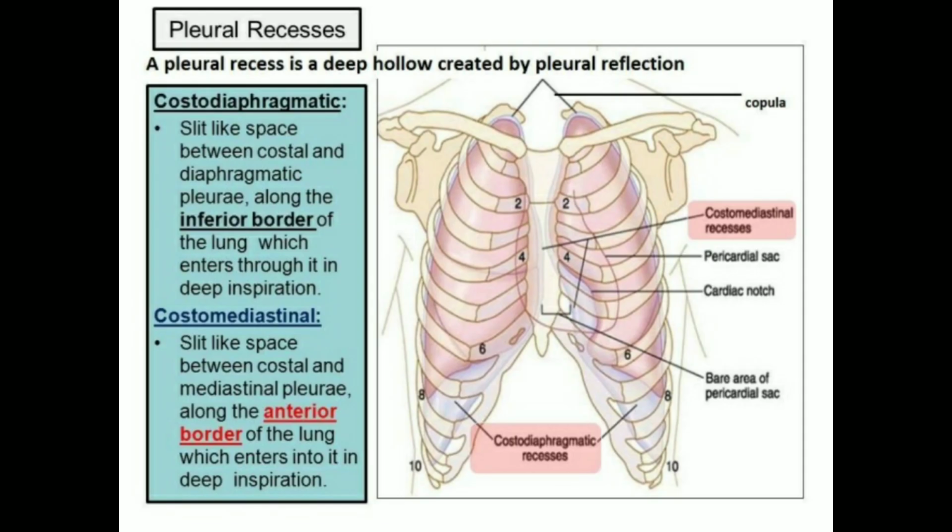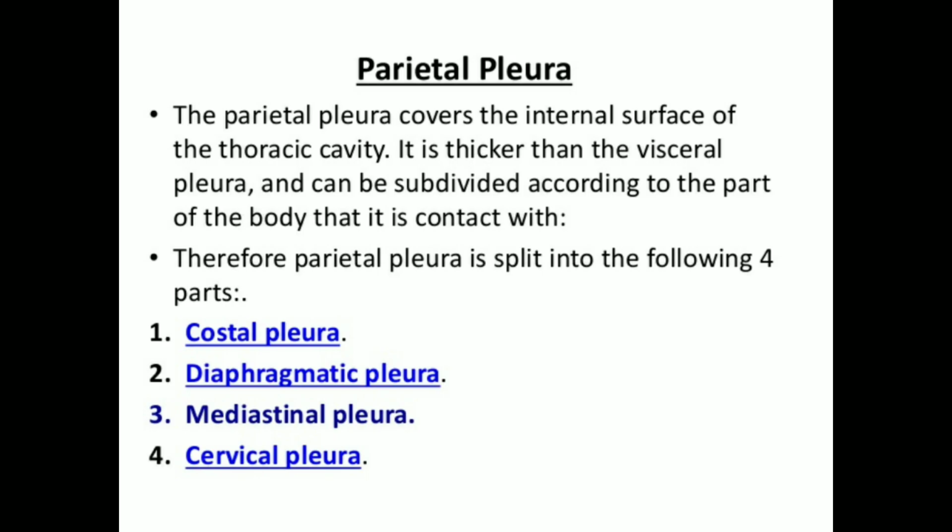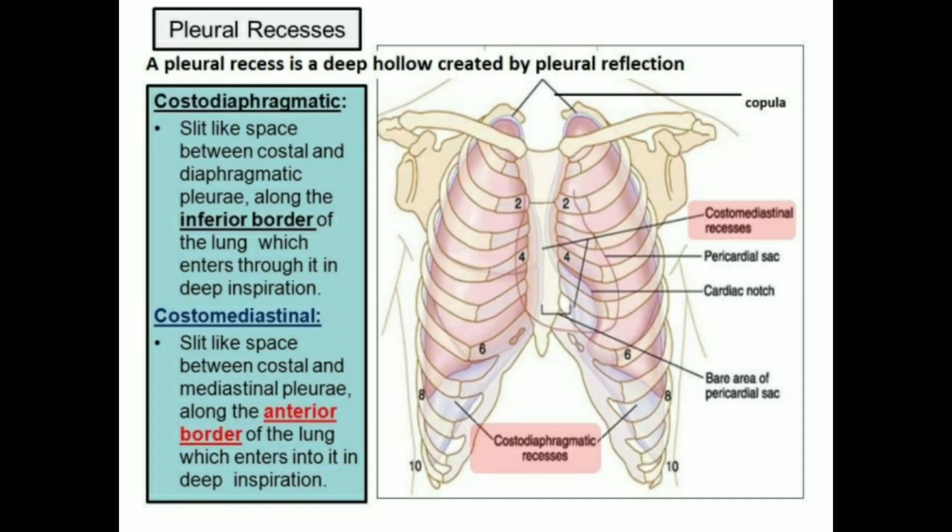First, what do we mean by the costal pleura? If you look at the figure here, you can see this is the costal pleura. It lines the inner surface of the sternum, ribs and their costal cartilage. These are the ribs and these are the costal cartilage. So the costal pleura lines the inner surface of the sternum, ribs and the costal cartilage. That is called the costal pleura.